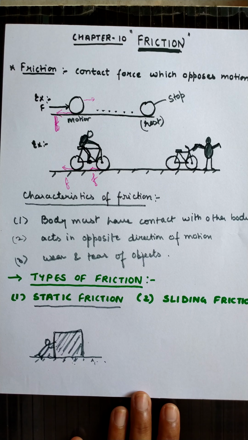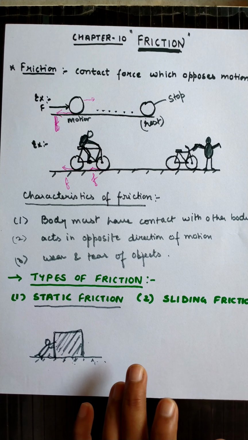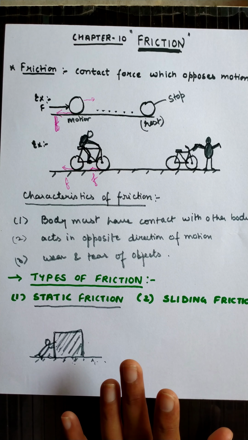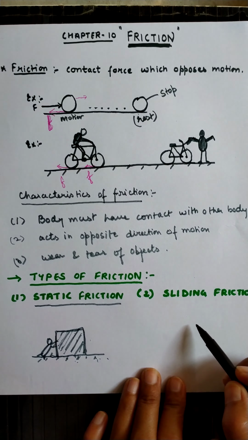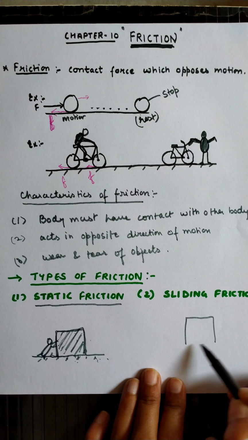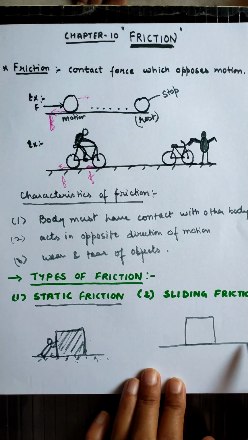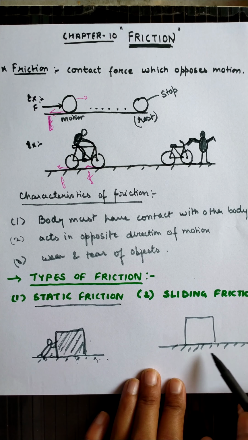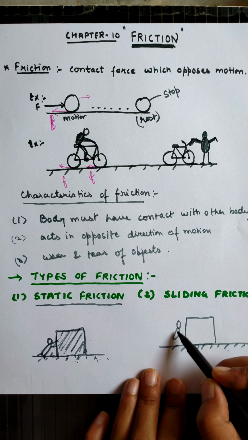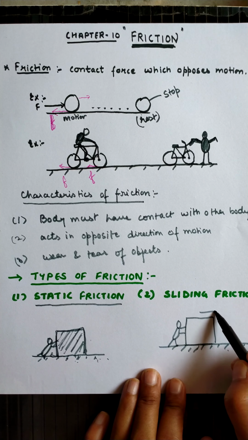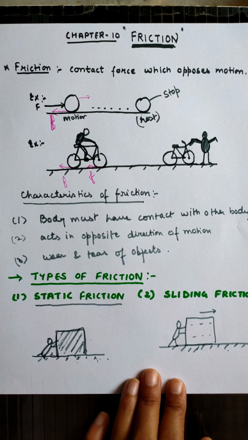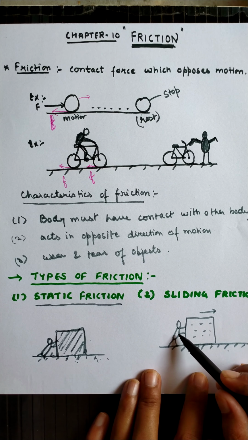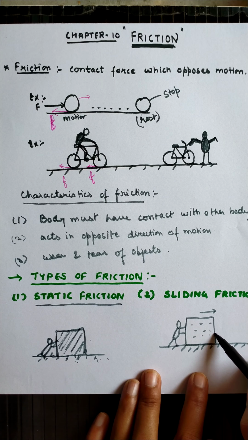Students, the second one is the sliding friction. Sliding friction is the type of friction in which a block is continuously moving. A block is there and the block is moving on the floor, and a person is pushing it, due to which the block is continuously in motion. The person is applying force on the block.